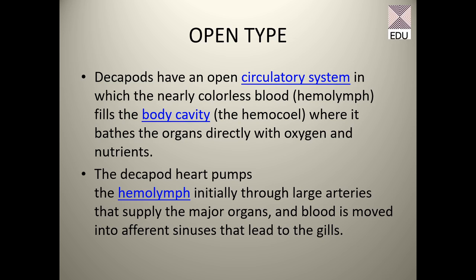As we have discussed earlier, in the circulatory mechanism, the used hemolymph will be taken up by the gills through the efferent sinuses. Those gills will oxygenate the blood or the hemolymph. Then it again goes into the heart through ostia. So that was the case.